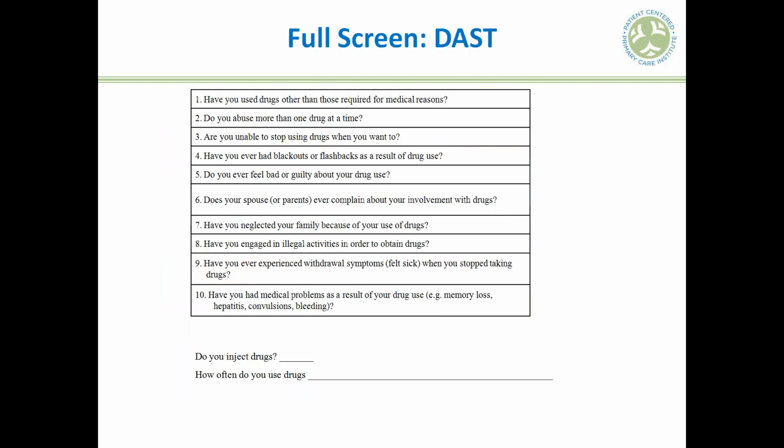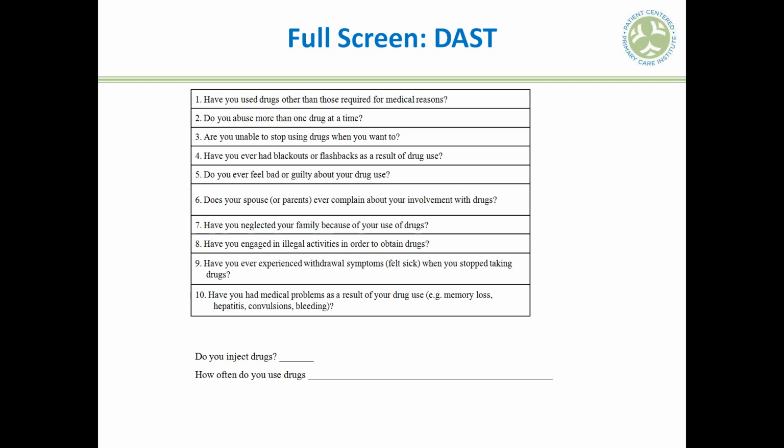So this is for patients who answered yes to the drug questions. You can see here this is 10 questions followed up with a question about injecting drugs. There are both questions about just use in general. Do you abuse more than one drug at a time? And then there are also some of the more socio-symptomatic ones of have you engaged in illegal activities in order to obtain drugs? And trying to connect it to medical and social problems.